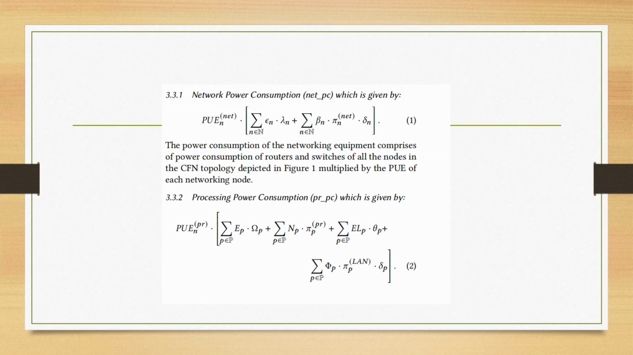For the power consumption, we use two different formulas: the first one is the network power consumption, and the next one is the processing power consumption. And from these formulas we categorize every category into a separate graph, so that we can see which one uses the most and which one uses the least.